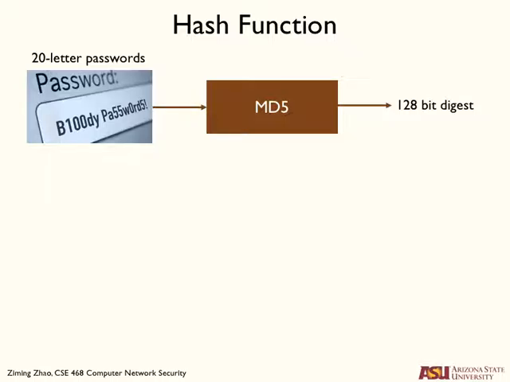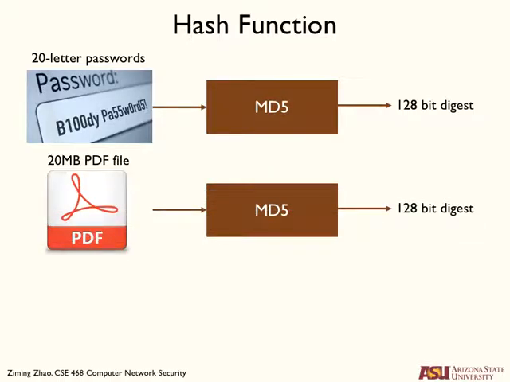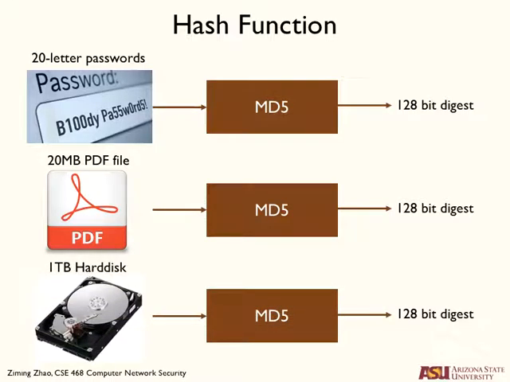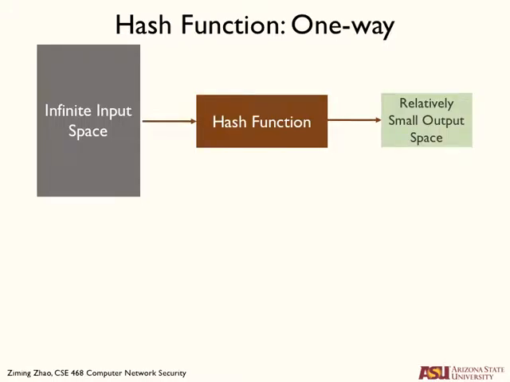So if you hash a 20-letter password, you get a 128-bit output. If you run MD5 on a 20 megabyte PDF file, you still get a 128-bit digest. Even if you run MD5 on your whole hard disk, which has 1 TB of data, you treat it like a data stream and use MD5 to calculate the hash. The result is also 128 bits. This is also the property we want.